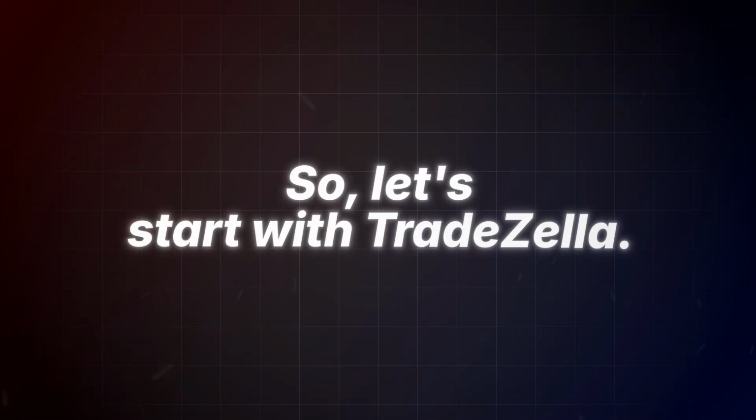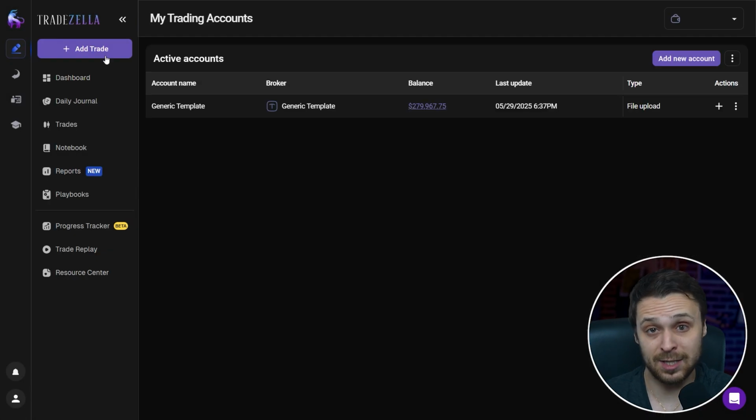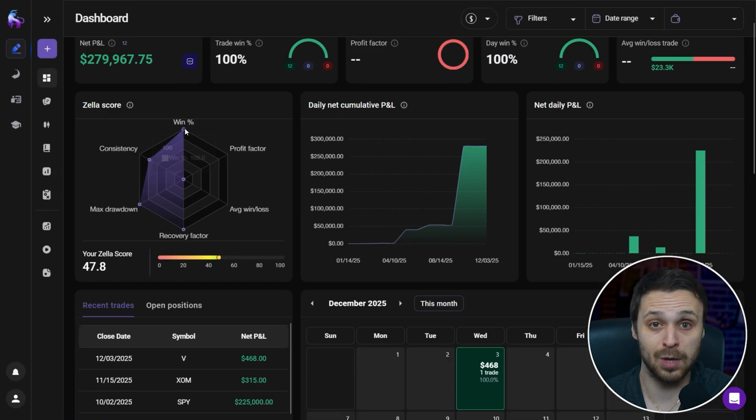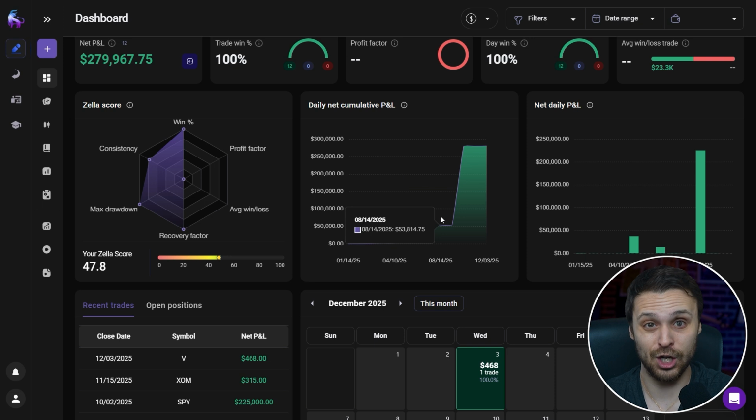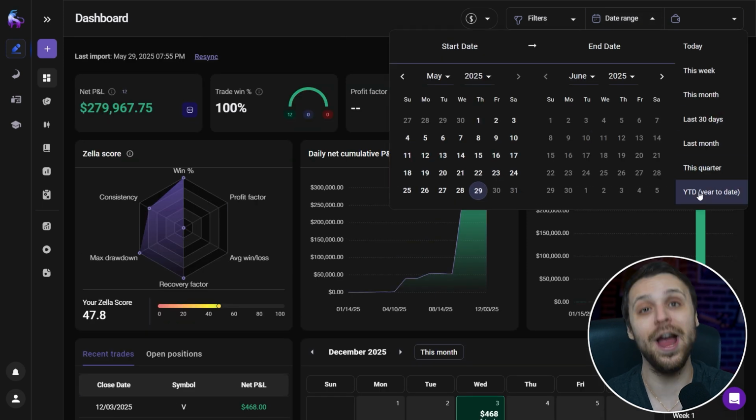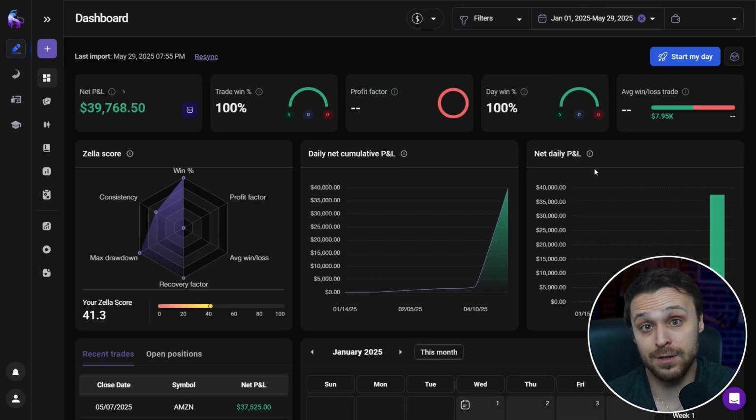So let's start with TradeZella. This isn't just Forex trading backtesting software. That's not all it is. It is a complete performance system for the serious trader. It's built for someone who doesn't just want to see if a strategy could work, but wants to understand why it works or why it fails in their own hands.